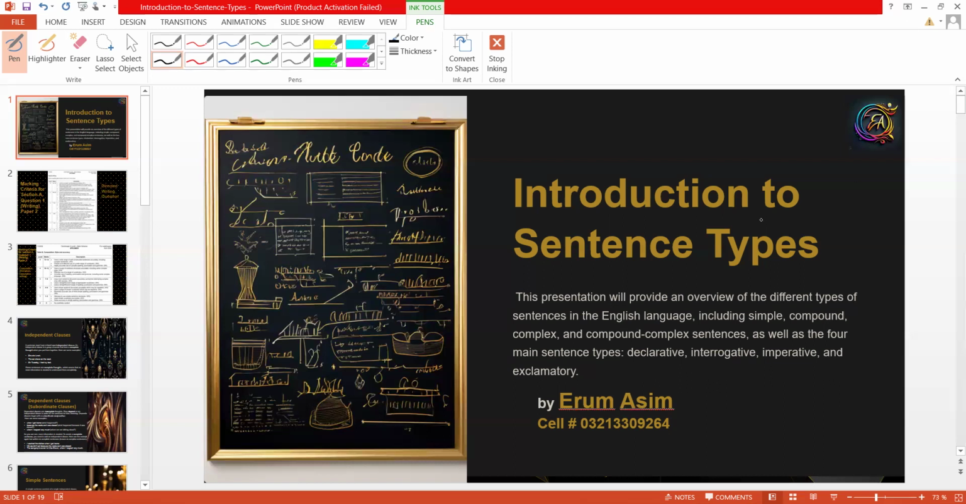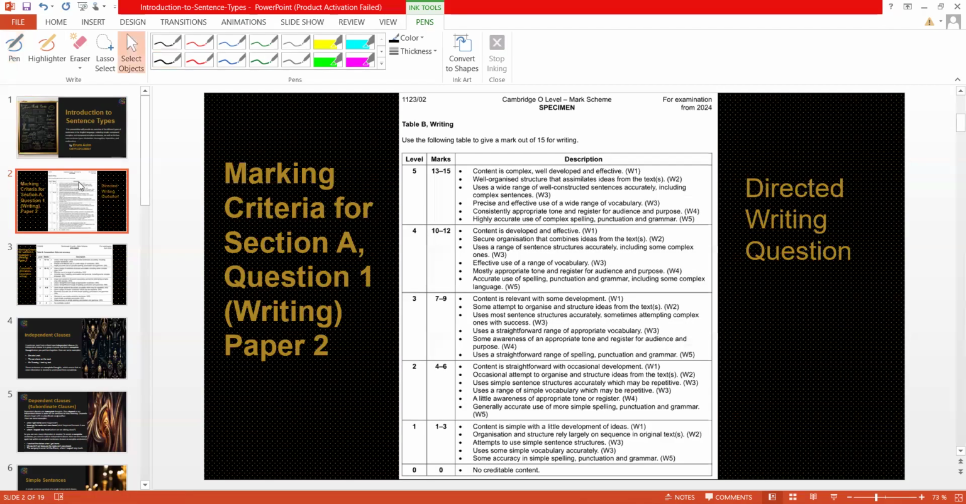We'll be discussing the simple sentence, compound sentence, and complex sentences. So let us start with the marking criteria so that you may have the idea why I am saying that it is important here. If you look at paper two, that is the writing paper for O levels, we'll first discuss question number one, that is the directed writing question.